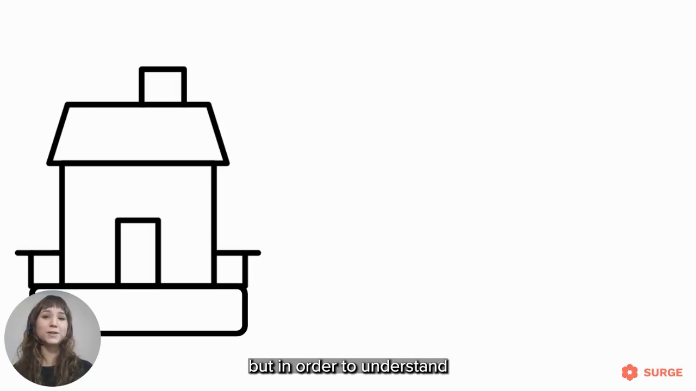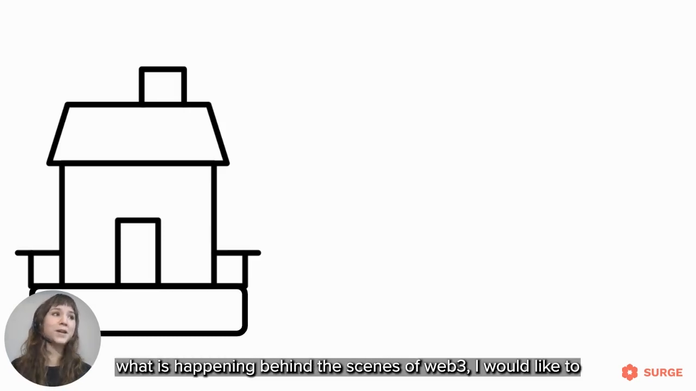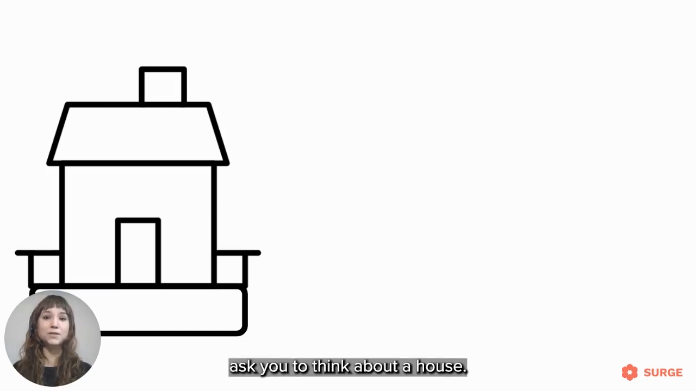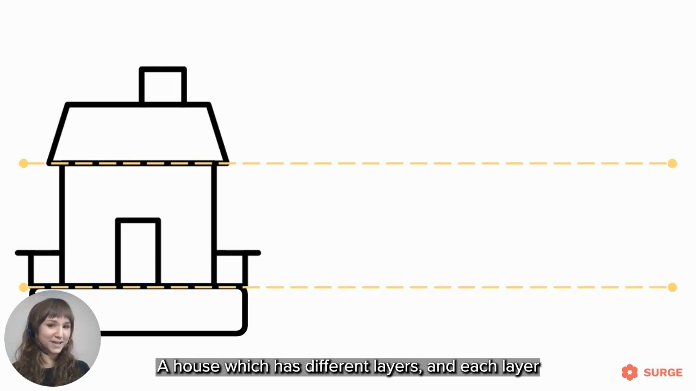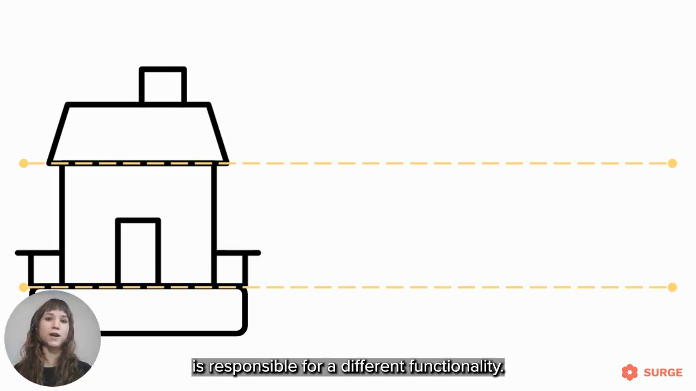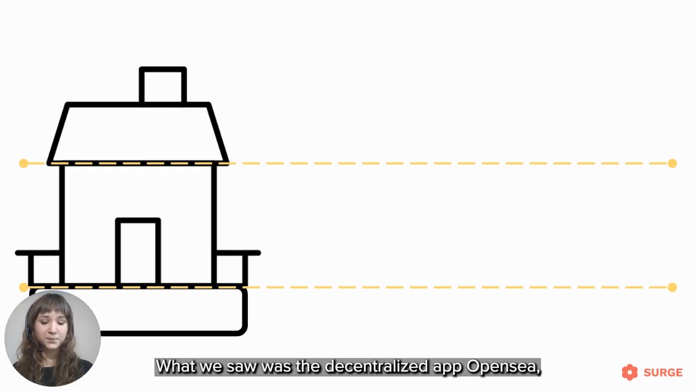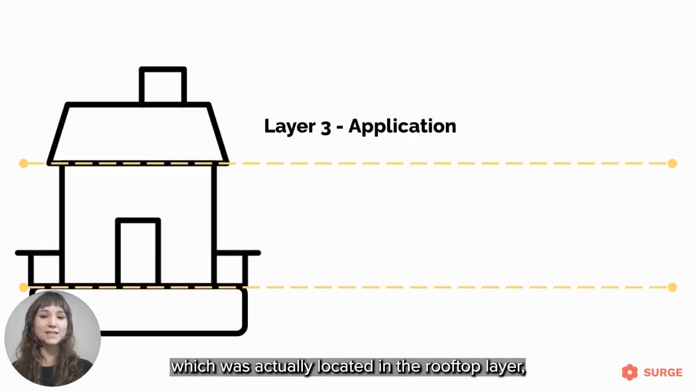But in order to understand what is happening behind the scenes of Web3, I would like to ask you to think about a house. A house which has different layers. And each layer is responsible for a different functionality. What we saw was the decentralized app, OpenSea, which was actually located in the rooftop layer, which is also called layer 3, the application layer.